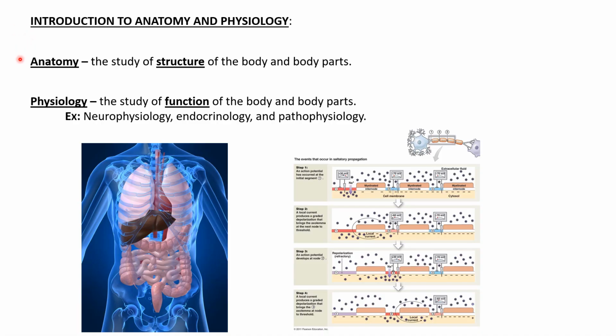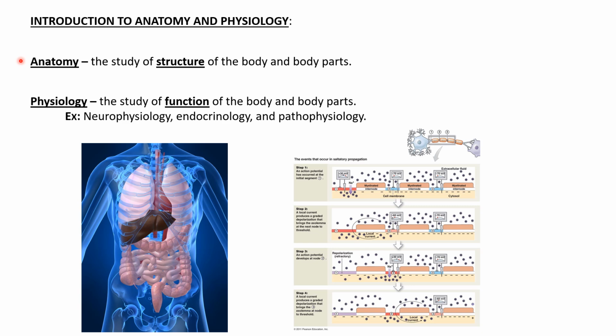So anatomy, you always hear human anatomy and physiology or anatomy and physiology. You hear two words of it, but what do they really mean? Anatomy is the study of the structure of the body and the body parts. And physiology is a study of the function of the body and the body parts.